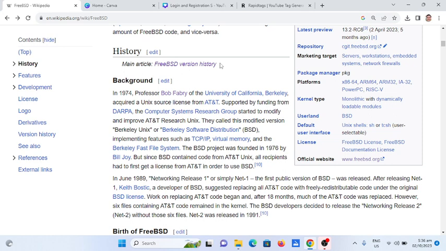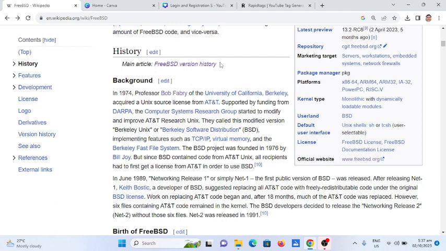In 1974, Professor Bob Fabry of the University of California, Berkeley acquired a Unix source license from AT&T. Supported by funding from DARPA, the Computer Systems Research Group started to modify and improve AT&T Research Unix. They called this modified version Berkeley Unix or Berkeley Software Distribution, or BSD, implementing features such as TCP/IP, virtual memory and the Berkeley Fast File System. The BSD project was founded in 1976 by Bill Joy.